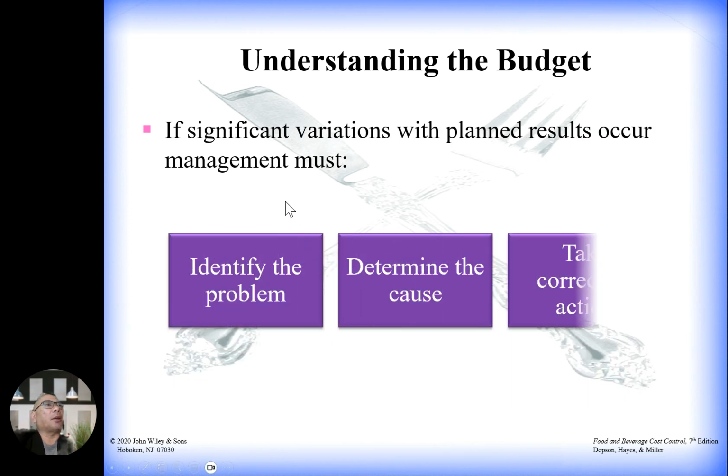Understanding the budget means that when significant variation from the planned result occurs, management must identify the problems, determine the cause, and take corrective action. This basically concludes our Chapter 1.